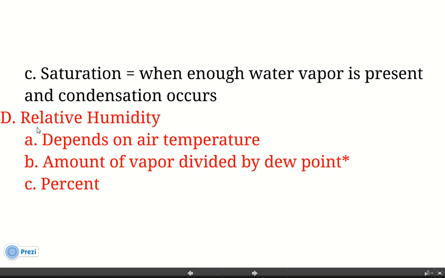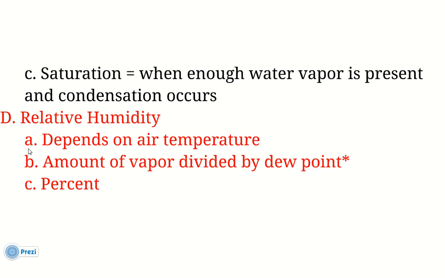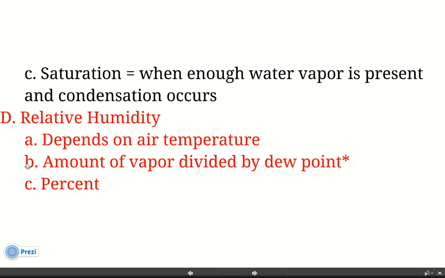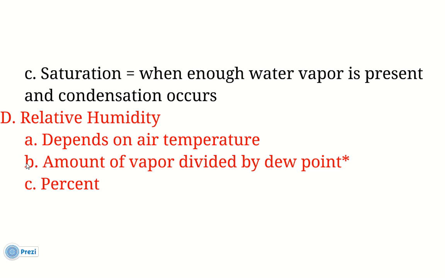D, relative humidity. A, the relative humidity depends on air temperature. It is the amount of vapor divided by the dew point, which we don't know yet, but that is the short term for the saturation levels. And relative humidity is a percent. It is how much of the air contains water vapor compared to how much it can hold altogether.